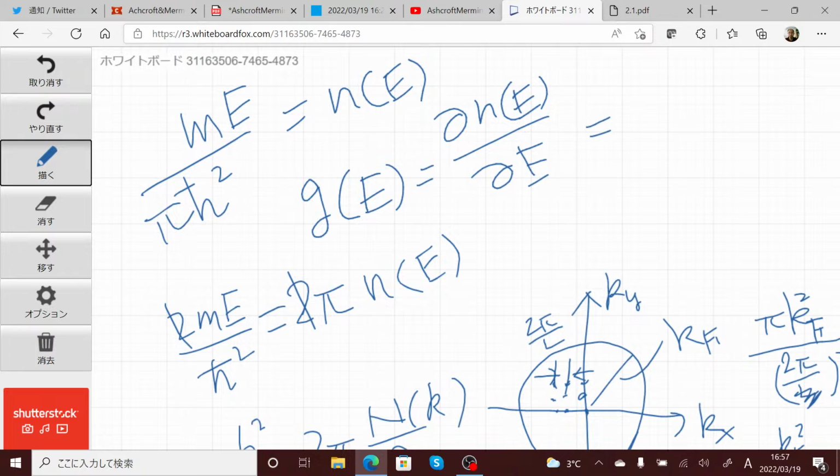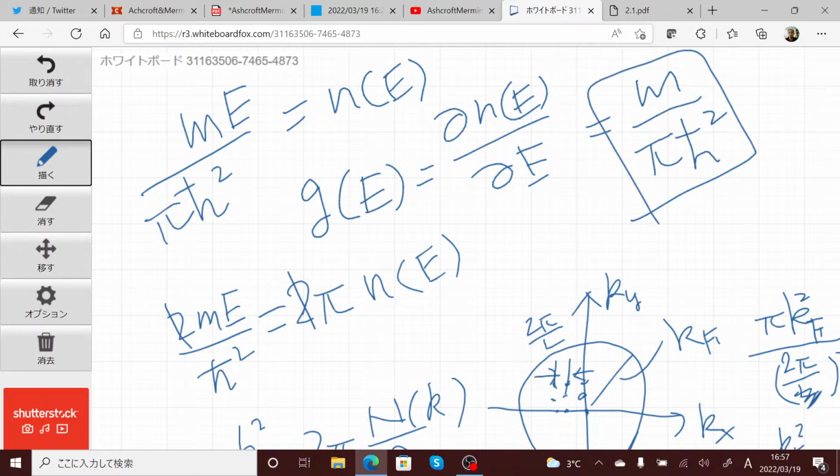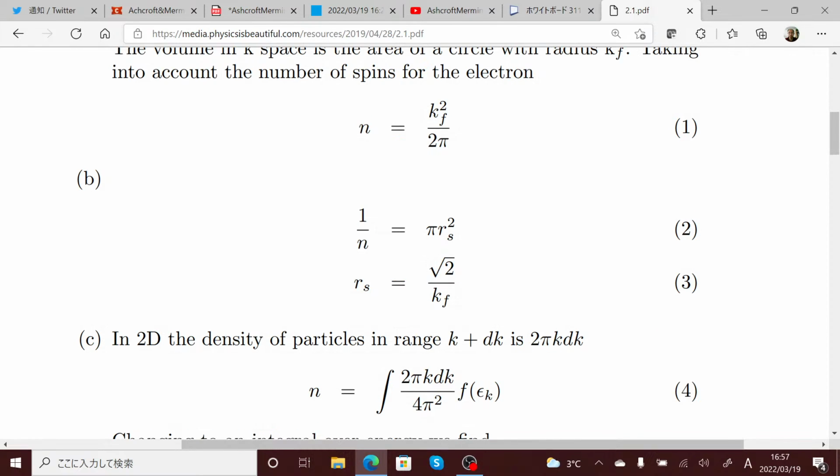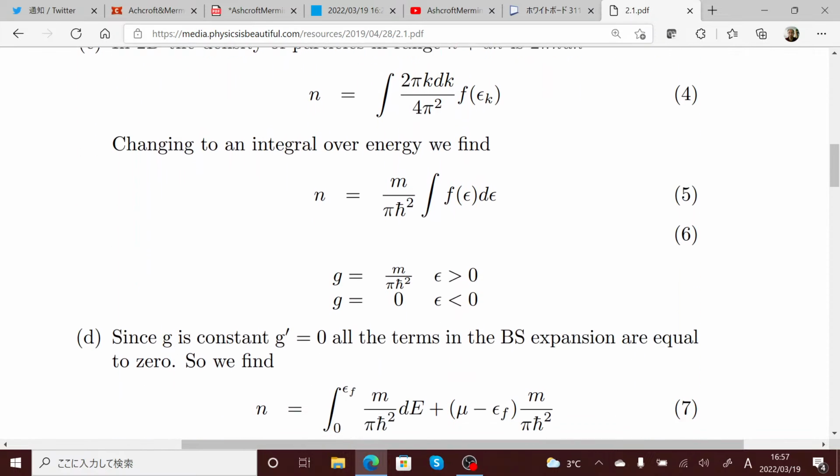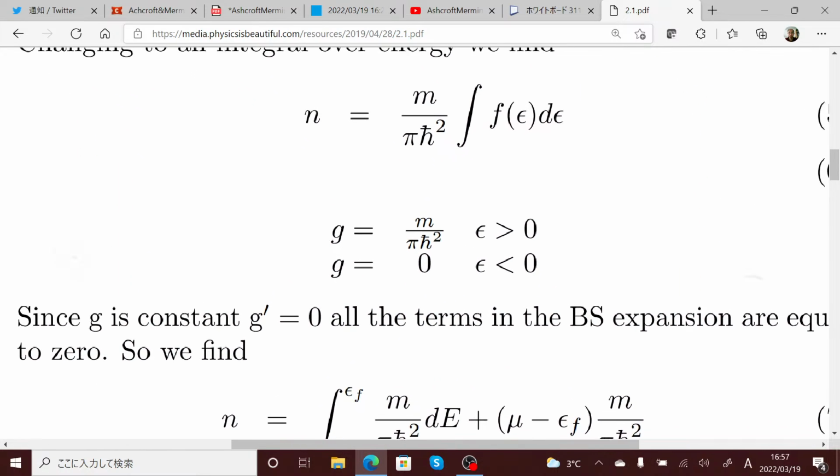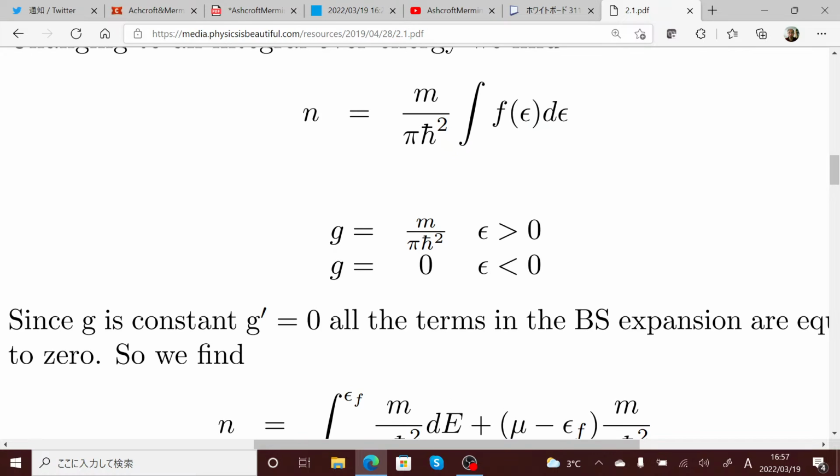So this is like this: m over pi h bar square. This is the value for epsilon, where energy is larger than 0. If energy is smaller than 0, it's 0. So let's see the solution. Solution is this one: g equals m over pi h bar square, or g equals 0.